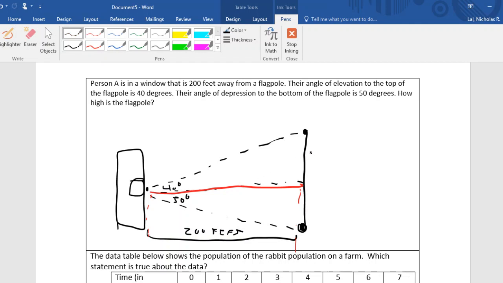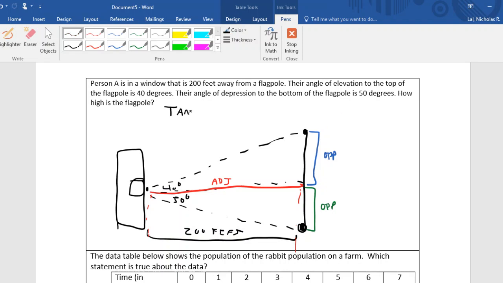This is going to be relative to 40 and 50. The red line is the adjacent side. And then the height from the window to the bottom is going to be the opposite side for triangle 1. This will be the opposite side for triangle 2. And we have to add these two values up.